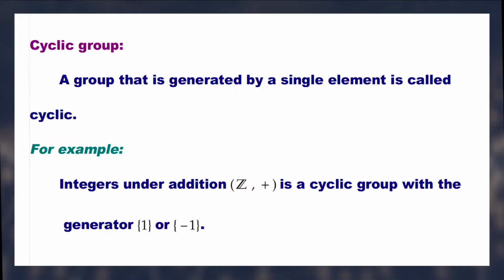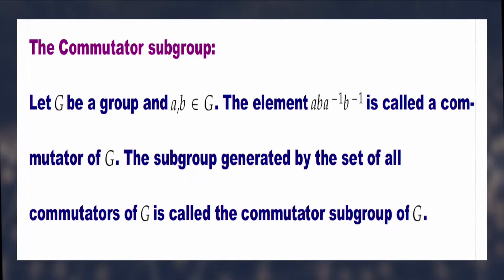We know very well that the generators can form a group. So, now let's see those groups. First, the cyclic group. A group that is generated by a single element is called cyclic. For example, the integers under addition is a cyclic group with the generator, the singleton set 1 or the singleton set -1.